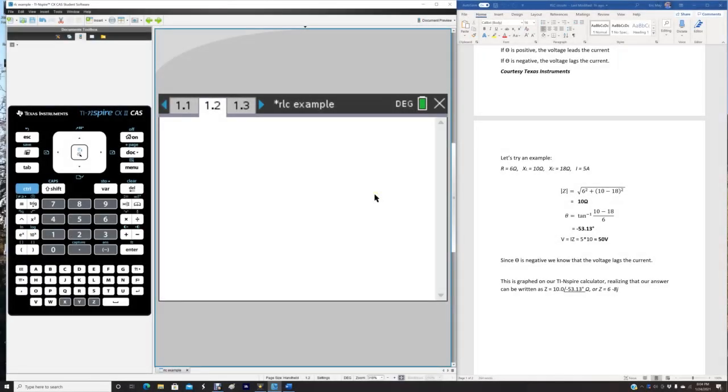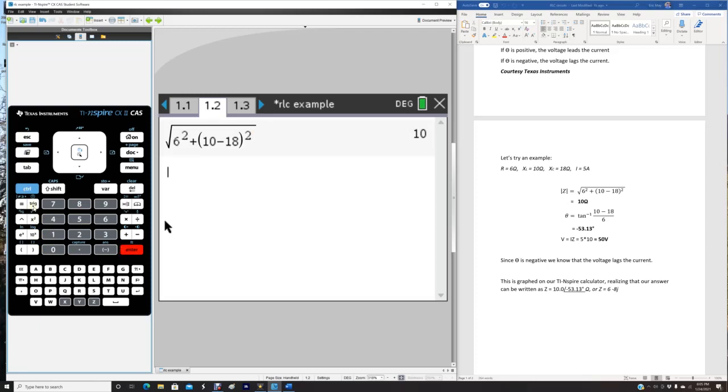So we can substitute these values into our equations for the impedance and the phase, and we can do that using our TI-Nspire calculator. So first for the impedance, it'll be the square root, control, square root, it'll be 6 squared plus parenthesis 10 minus 18 right parenthesis squared equals 10 ohms, that's our impedance.